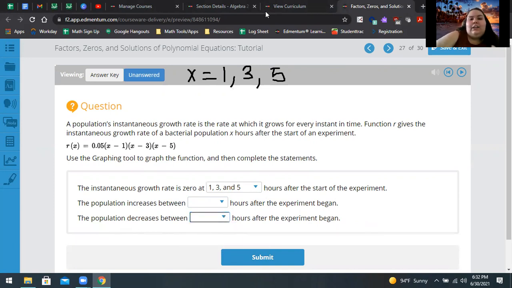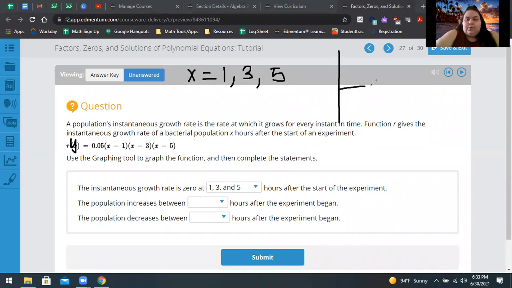So again, you can go ahead and graph this. You can use the graphing tool. My suggestion is the Desmos graphing tool, desmos.com, or if you type it into Google, Desmos graphing calculator, and just type in the function that you see. Instead of r of x, you want to replace that with y, and you should get the graph. Now, I'm going to do the sign table.